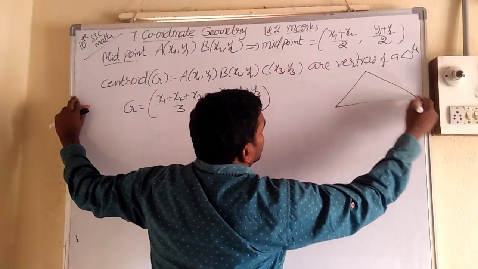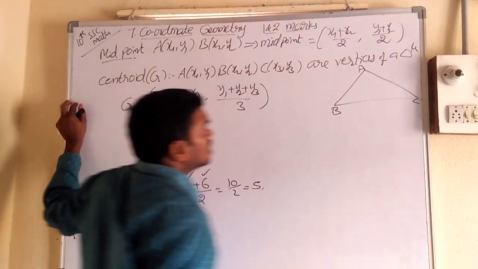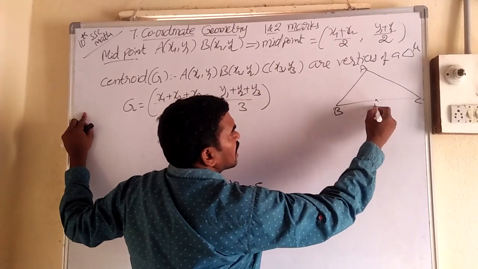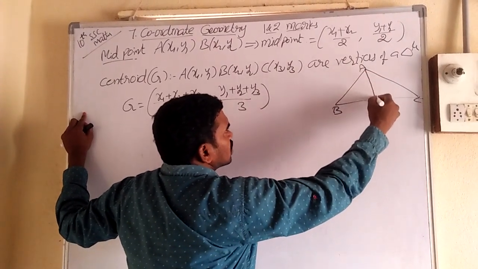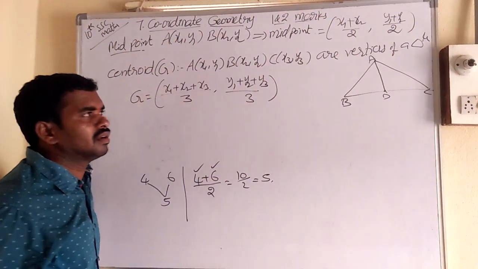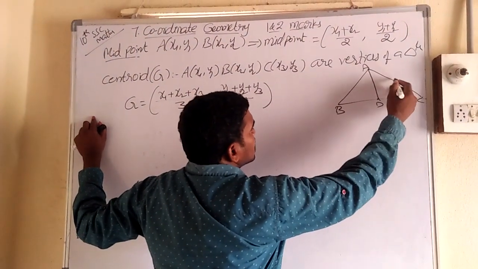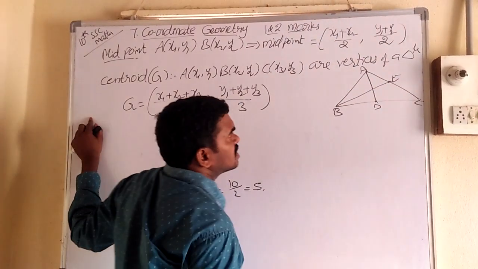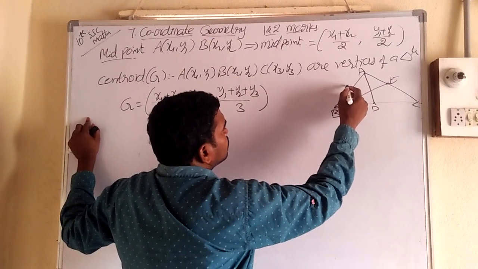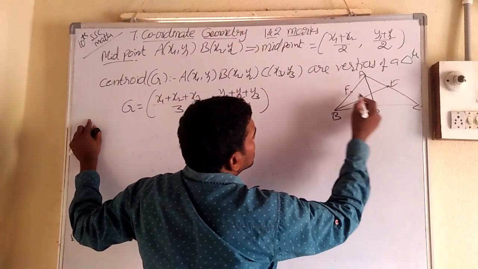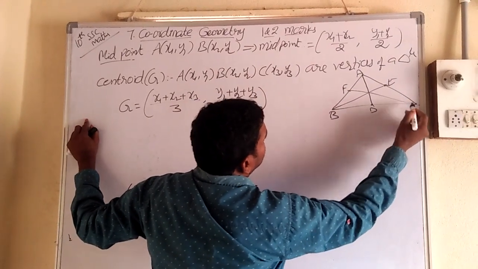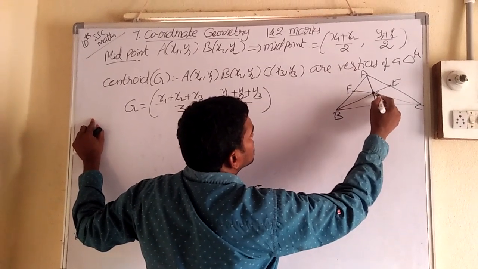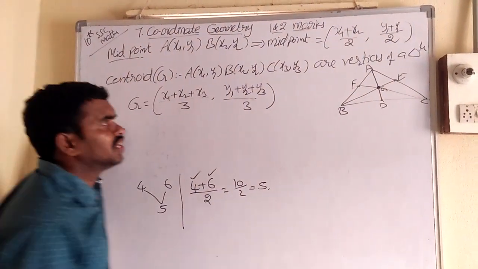Simply, centroid means, if a triangle ABC is taken like this, the general definition is: the midpoint of BC is taken as D, join AD. So AD is called a median. Similarly take the midpoint of AC, let us take that as E, and join BE, and similarly take the midpoint of AB as F and join CF. Now the concurrent point of these medians is called the centroid, denoted by G.